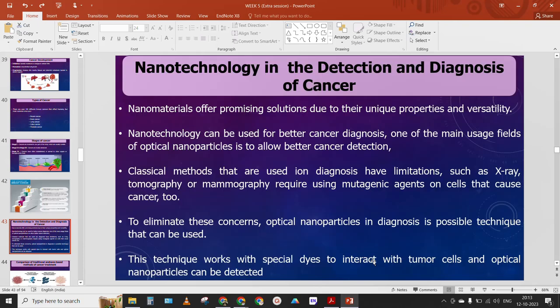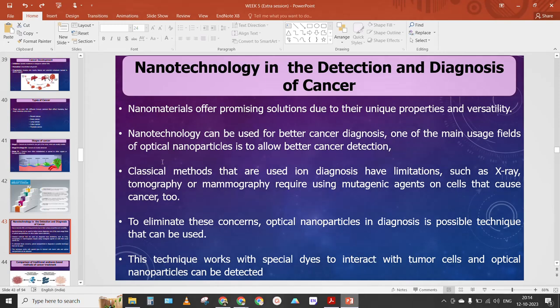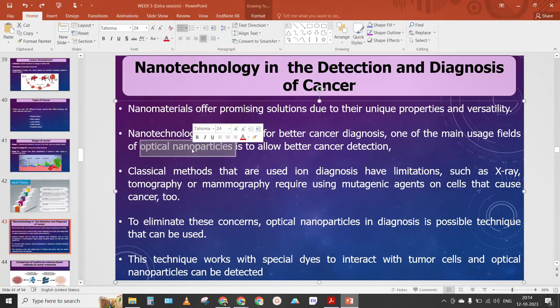Then nanotechnology in the detection and diagnosis of cancer. Nanomaterials offer promising solutions due to their unique properties and versatility. Nanotechnology can be used for better cancer diagnosis. One of the main usage fields of optical nanoparticles is allowing better cancer detection. These optical nanoparticles are nanoparticles which have some fluorescent property.